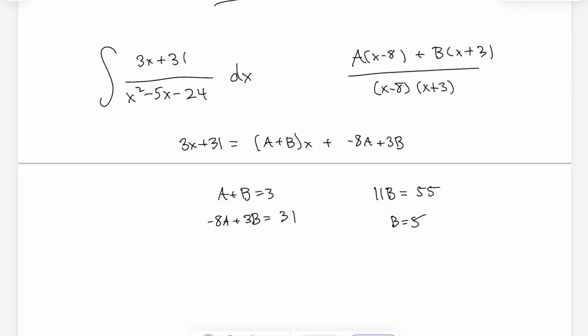You could solve this, of course, many ways, doing substitution or whatever. And then, so if B is 5, then A plus 5 is 3, so A is negative 2. All right. If you set your fractions up with the A's and the B's differently, you might have gotten them in the other order, and that's fine.